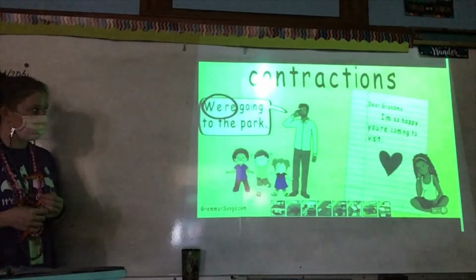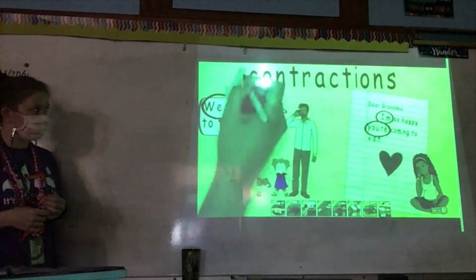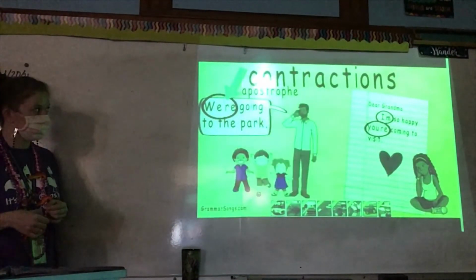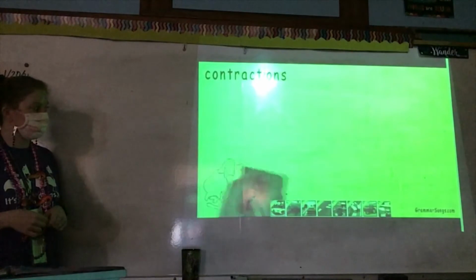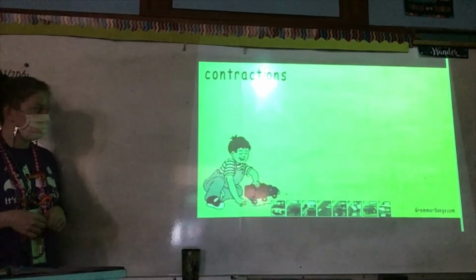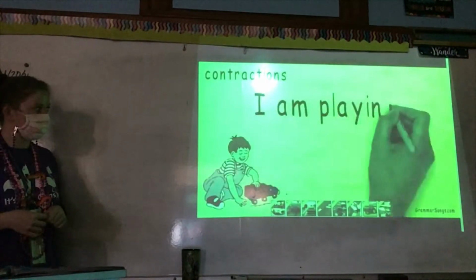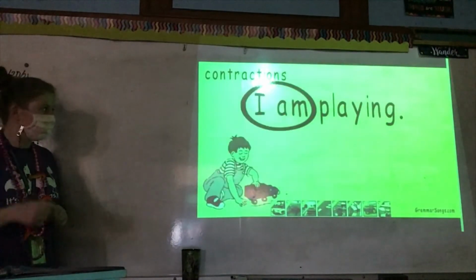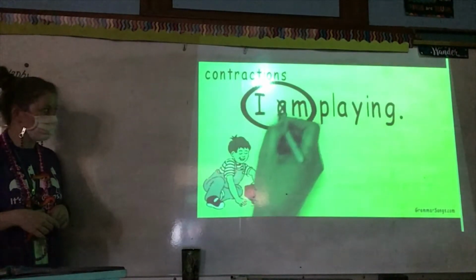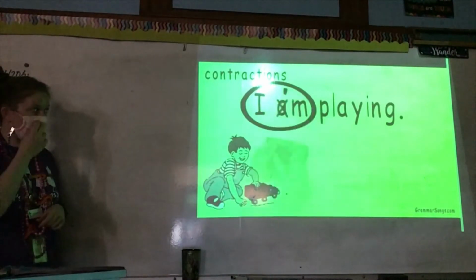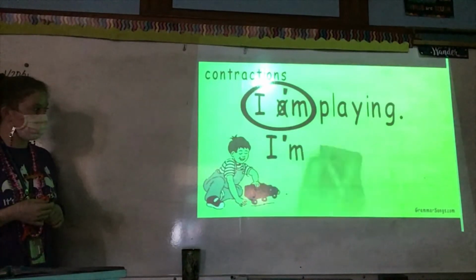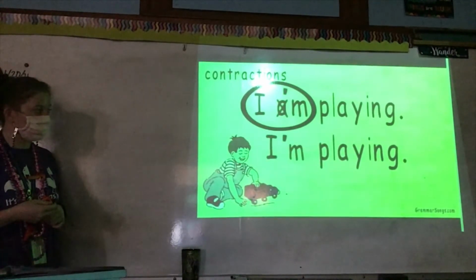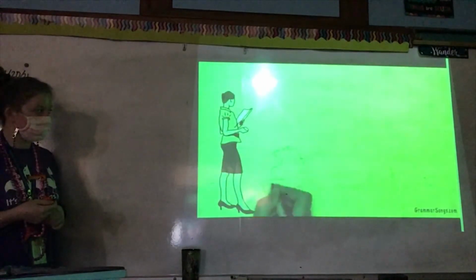You can recognize contractions because they are words that contain a special mark called an apostrophe, but not all words with apostrophes are contractions. Contractions are shortened forms of combining two words together to make one word. For example, if I wrote the sentence, I am playing, I could make the words I and am into a contraction. By replacing the A with an apostrophe, I am now becomes the contraction I'm, making my new sentence, I'm playing.